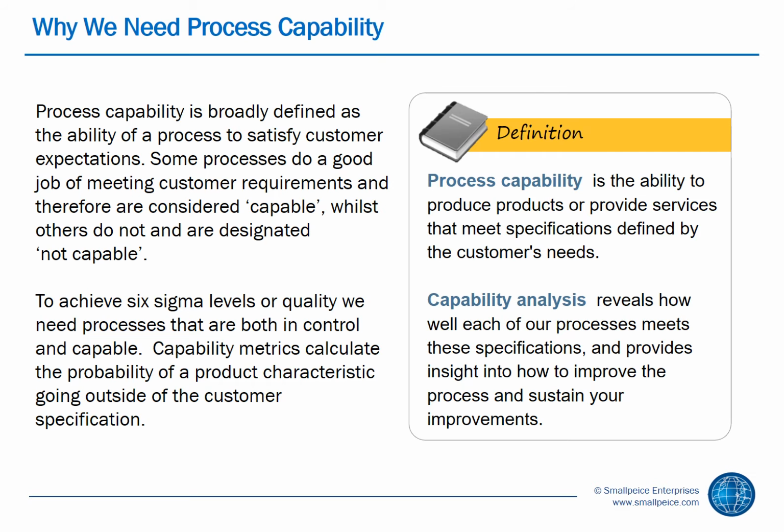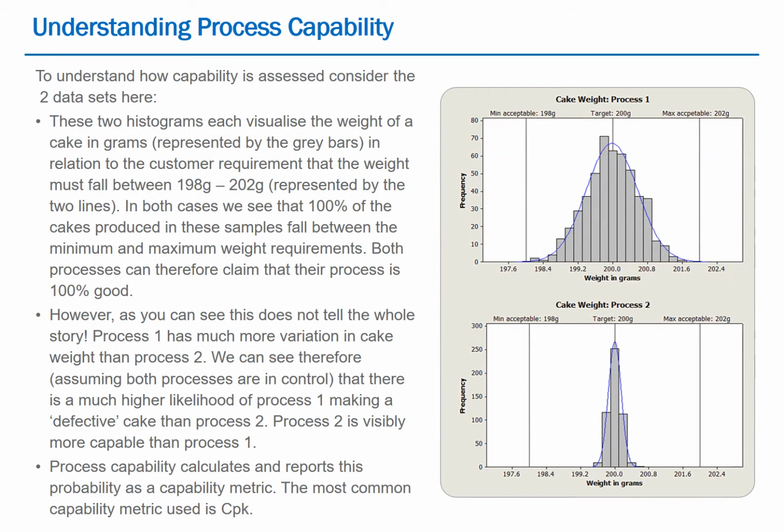And this is where process capability analysis comes in. It uses probability theory to calculate the probability of a product characteristic going outside of the customer specification. To understand how process capability analysis works, consider the two data sets here. These two histograms each visualise the weight of a cake in grams, represented by the grey bars, in relation to the customer requirement that the weight must fall between 198 grams and 202 grams, represented by the two lines.